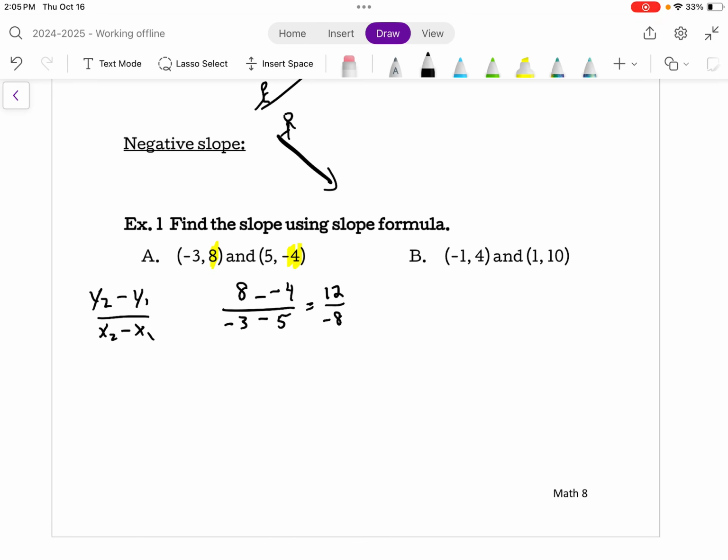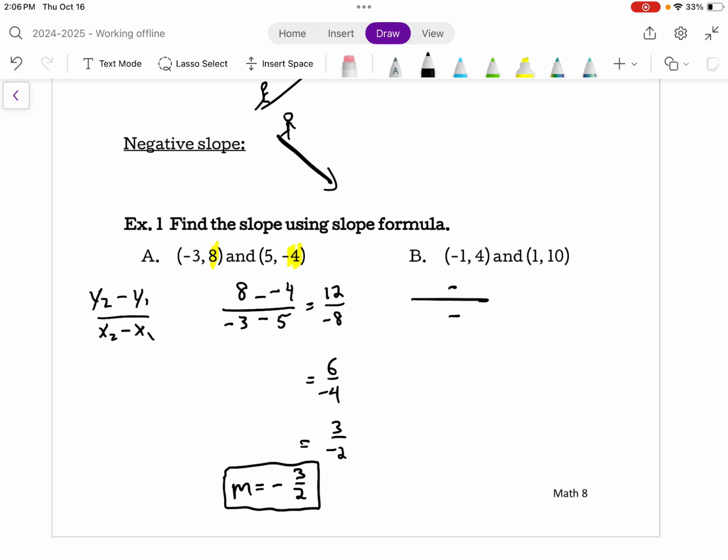And yes, we do need to simplify if we can. So 12 over negative 8, if I divide both by 2, turns into 6 over negative 4. If I divide by 2 again, turns into 3 over negative 2. A lot of times people's final answer is not going to have the negative sign in the denominator like you see here. So my final answer, I'm going to pull that negative sign out front and write it as negative 3/2. All right, let's do another one.